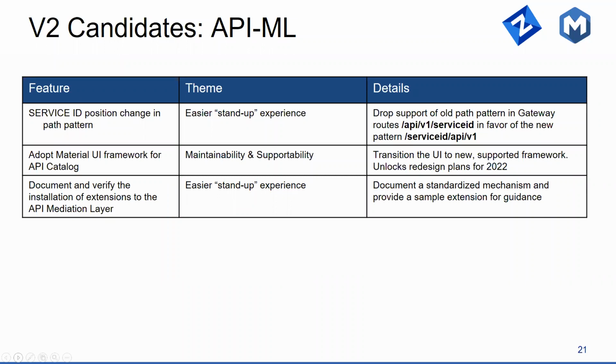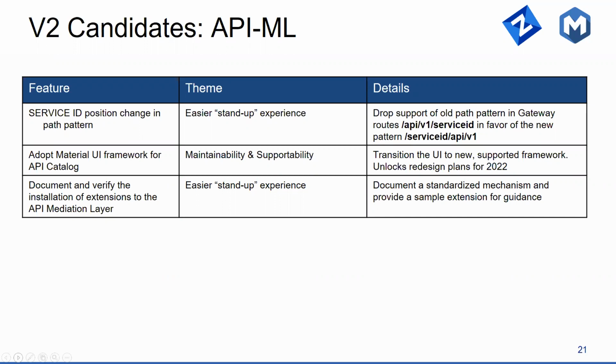Starting with the first feature that you can see up there, the service ID position change in the path pattern. I'm going to talk about this in a bit more detail in the next slide, but essentially this is just about the position of the service ID in the path pattern. So I'll give you an example of that in the next slide.